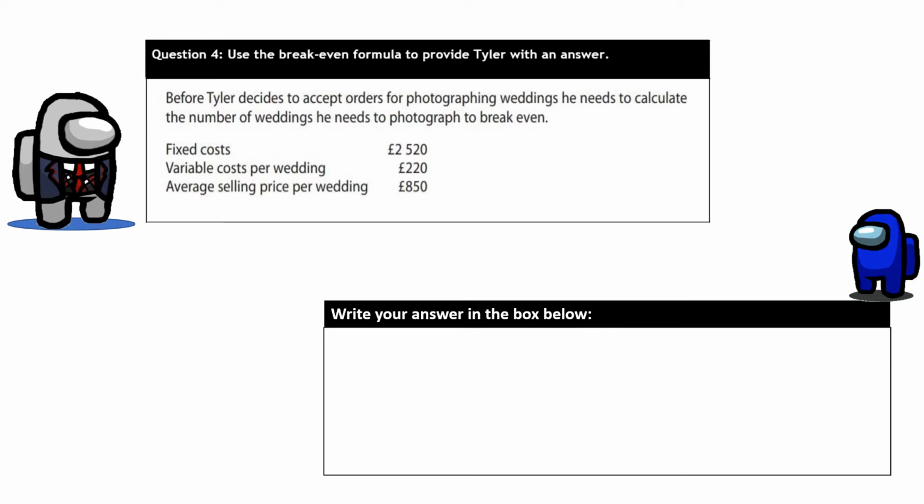Question 4. Let's have another practice at that. We've got Tyler and his photography business. Tyler wants to accept orders for photographing weddings. He needs to calculate the number of weddings he needs to photograph so that he can break even. So Tyler is using this as a forecasting tool. You've got the three figures: fixed cost £2,520, variable cost per wedding £220, and average selling price per wedding £850. Use the same practice of writing the formula down first and then slotting the numbers in. Use the box below.